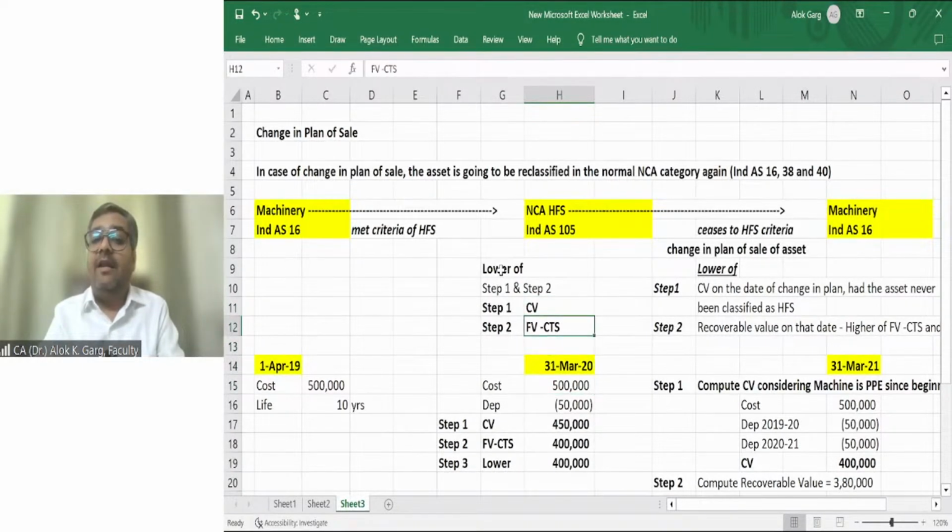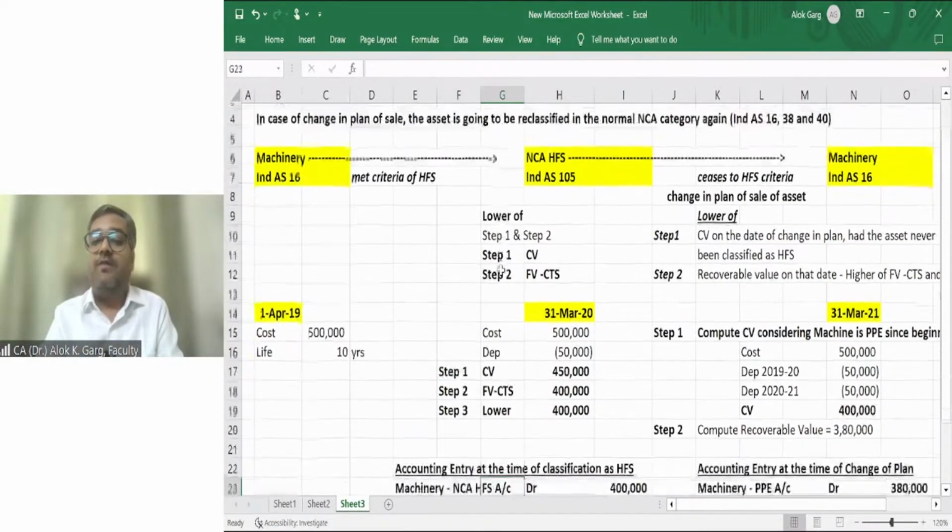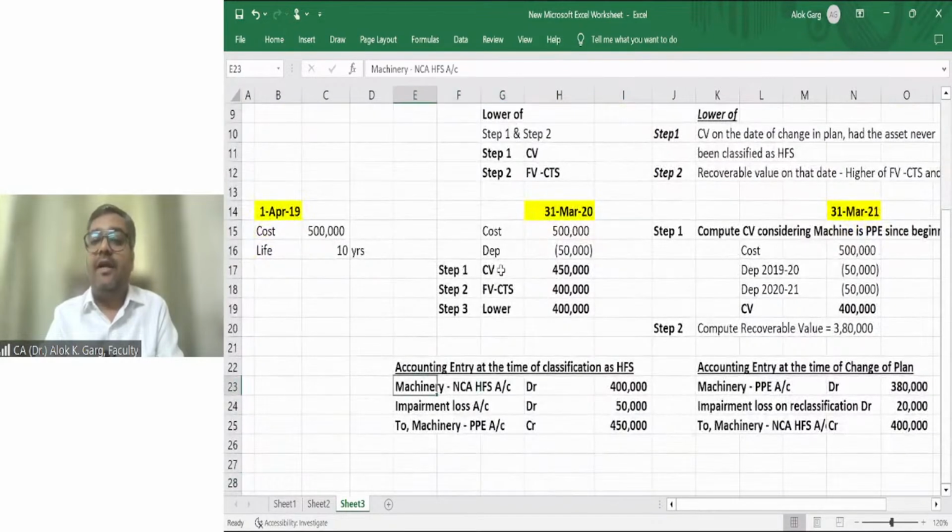What is my carrying value on 31st March 20? Cost minus accumulated depreciation. Impairment loss is not given in the question. So cost minus accumulated depreciation, 4,50,000, is my step one, which is my carrying value as per Ind AS 16. My fair value less cost to sell is given in this question as 4 lakh rupees. What is lower? 4 lakh is lower. What is the accounting entry you need to pass? NCHFS account debit 4 lakh, impairment loss debit 50,000, to machinery PPE account 4,50,000, right?